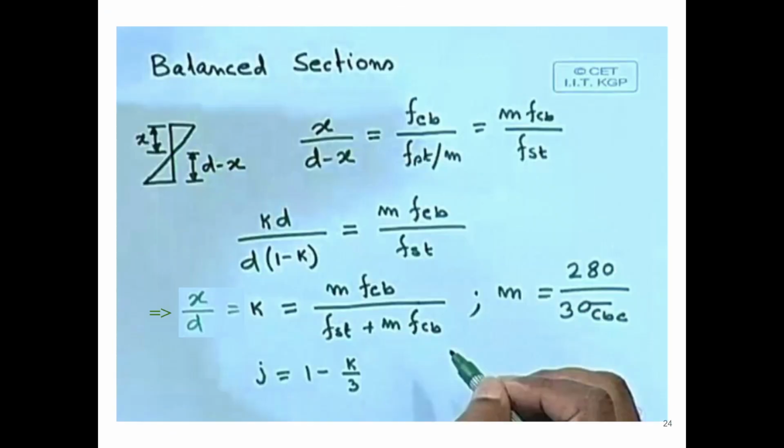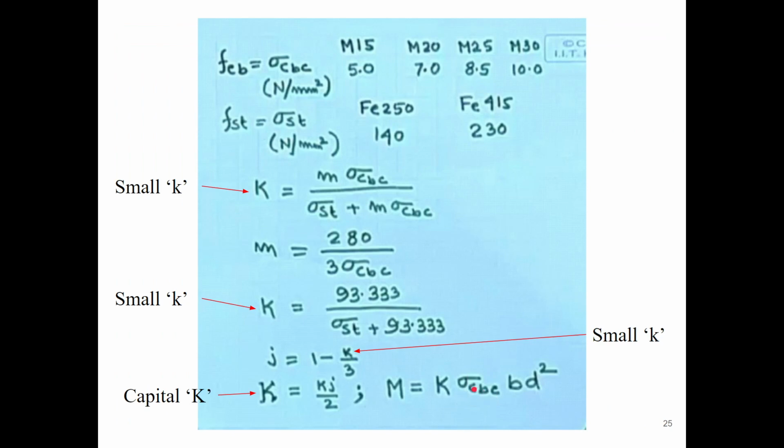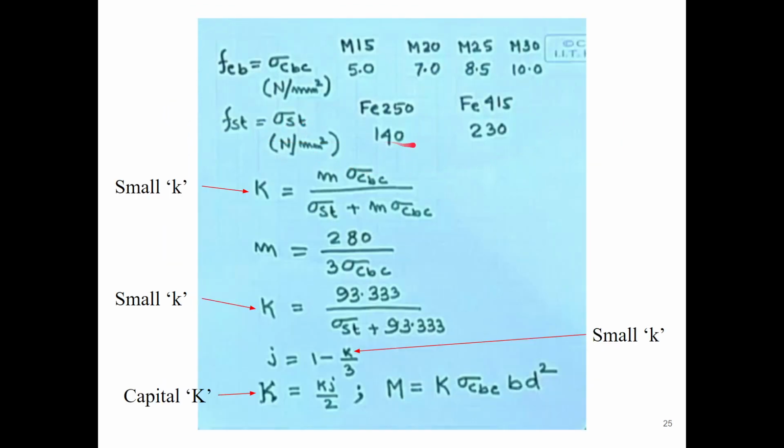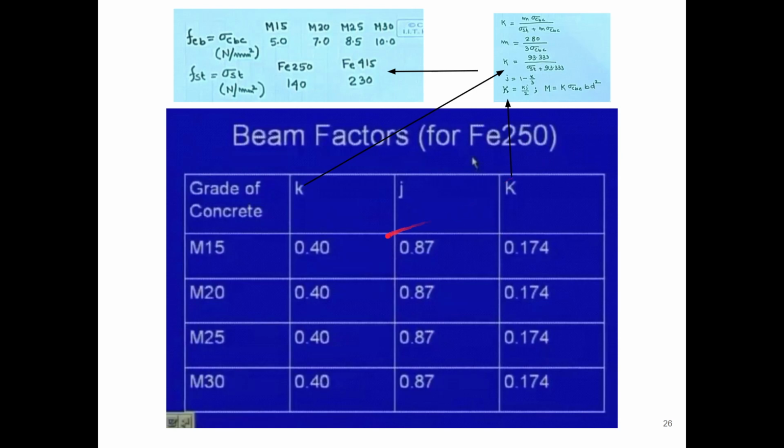Here fcb is nothing but sigma cbc, so capital M is equal to capital K sigma cbc bd square. Using this we can calculate the beam factors. For Fe250 and grades of concrete M15, M20, M25, M30, this K will be this one. For Fe250 the sigma st value will be 140, as you can see. Using 93.333 divided by (140 plus 93.333), it will come as 0.4.